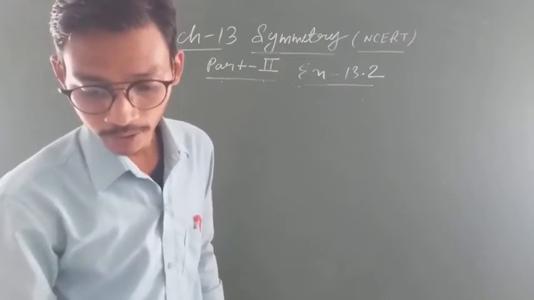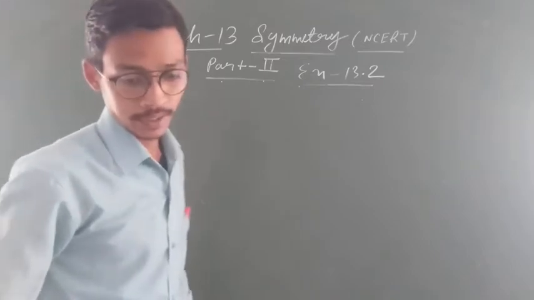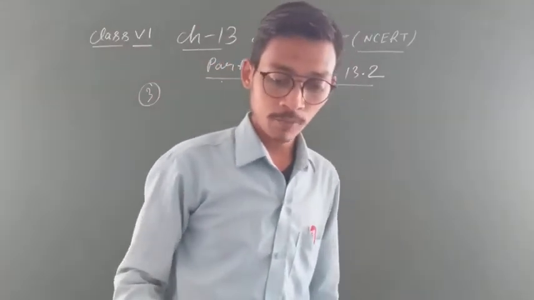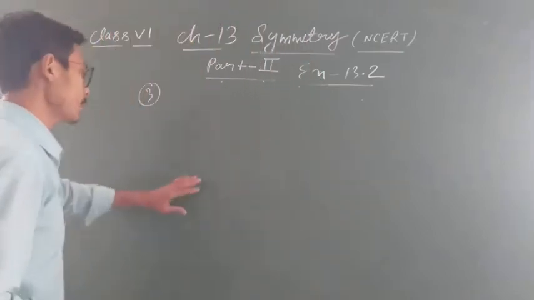चलिए. 13.2 question number 3rd. अब question number 3rd is given. Shape is given and you have to draw the rough sketch and the number of lines of symmetry. तो देखो, this type of question we discussed in the previous video.